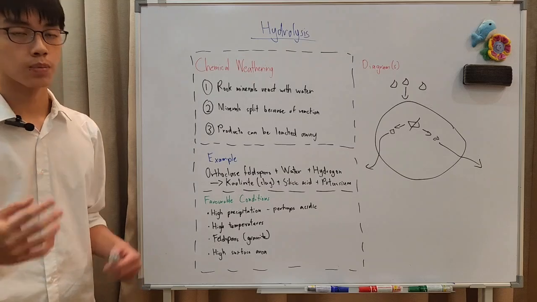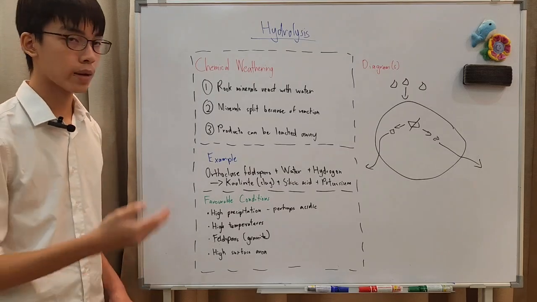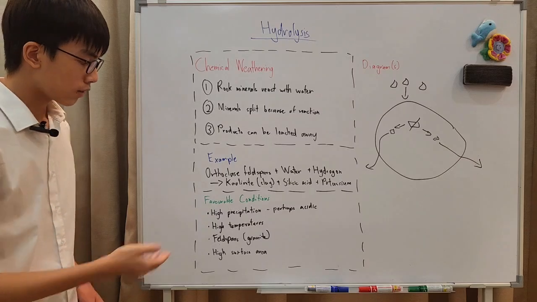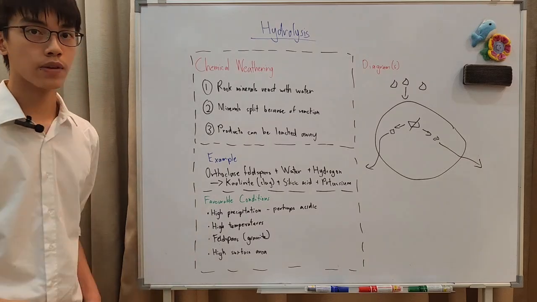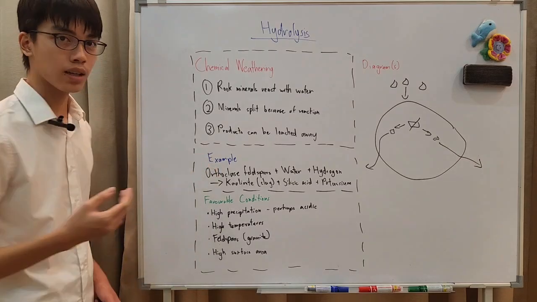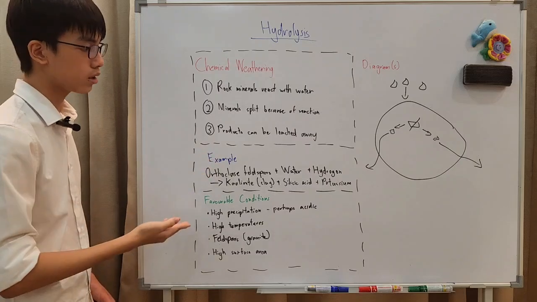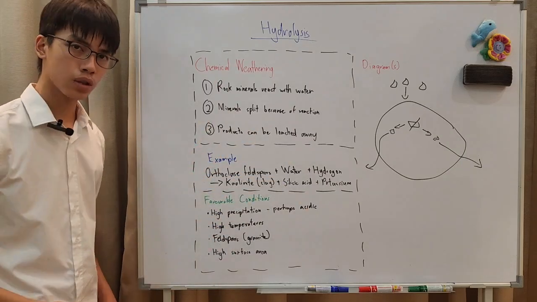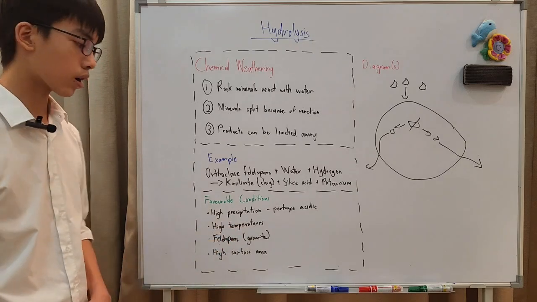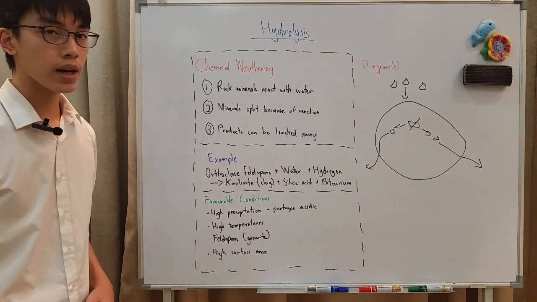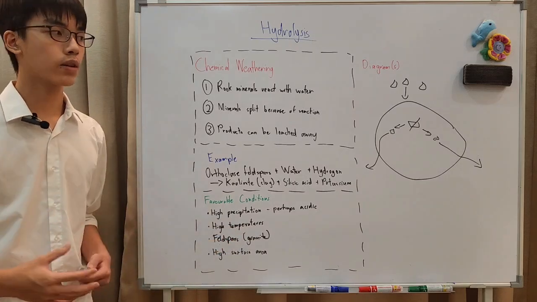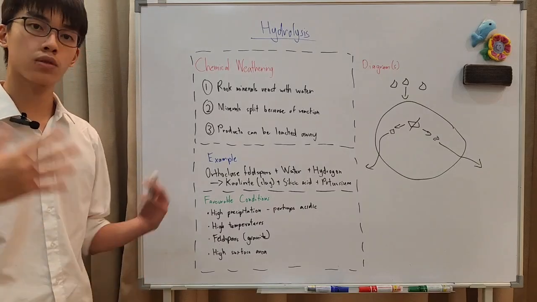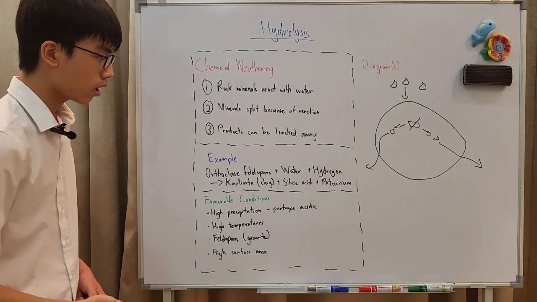Higher temperatures provide you the energy, the kinetic energy for chemical reactions, and therefore the greater the temperature, the greater the rates. Feldspars here, the presence of feldspars is very important. It's a direct reactant into your hydrolysis process, and feldspars are usually found in granite, which is a type of rock. And lastly, high surface area. The greater the surface area, that means the more points water can be in contact with, and therefore the greater the rate of reaction. So that sums it up for hydrolysis.